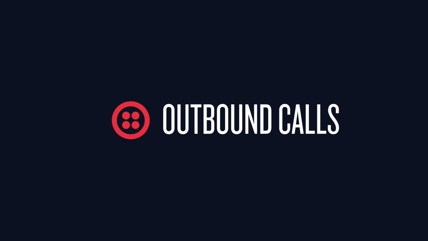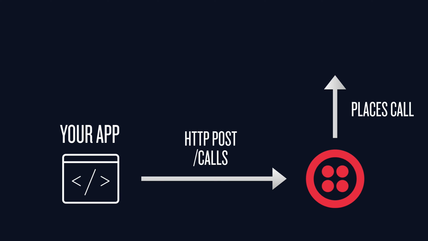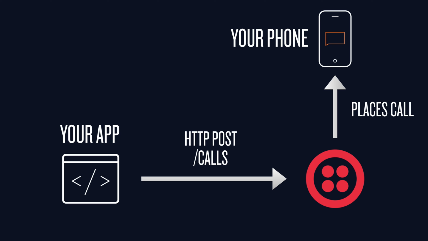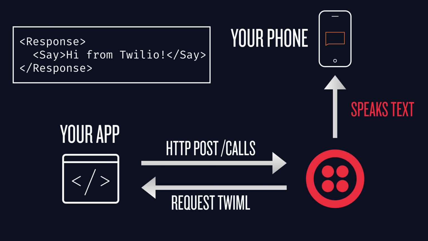Let's start by talking about outbound calls. Your app makes a post request to Twilio. Twilio places a call to your phone. When the call's connected, Twilio requests some TwiML instructions from your application. If the TwiML looks like this, then Twilio speaks some text back to your phone. Let's write some code to make that work.